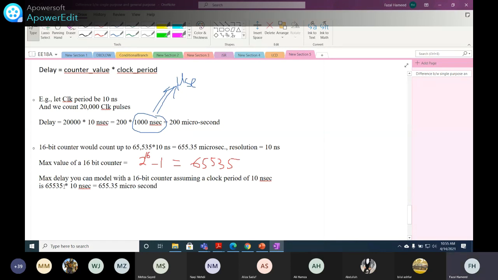Okay, now I have a question. So let's assume, what is the maximum delay you can model with an n-bit counter, assuming a clock frequency? Okay.